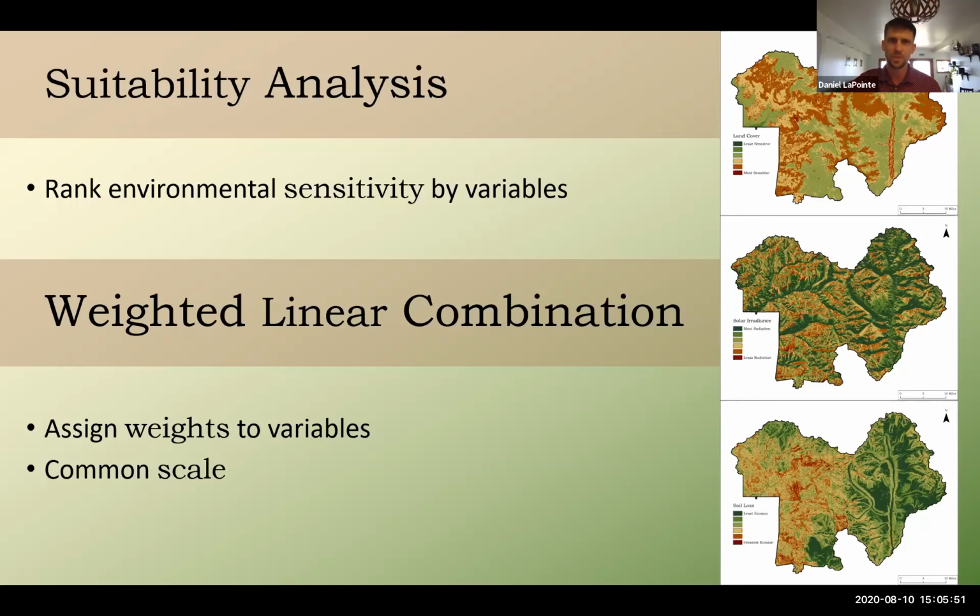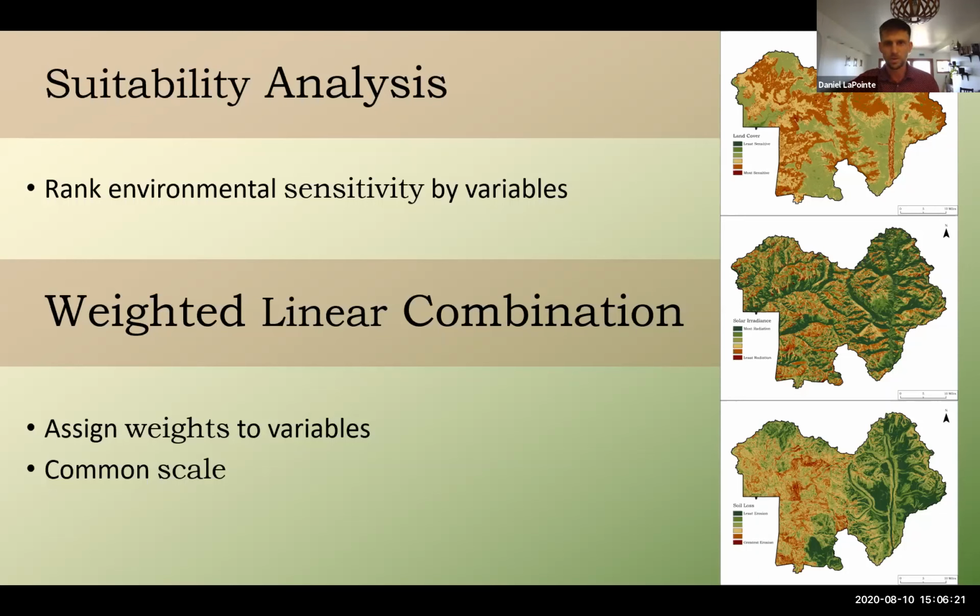The type of suitability analysis that I used is known as weighted linear combination. And what that does is it assigns weights to each variable. So each variable is organized into different classes representing the sensitivity to human activity. And by doing this and by making it into classes that I determined using a geometric interval, it allows them to be on a common scale. And so each variable can be compared and combined relatively easily.